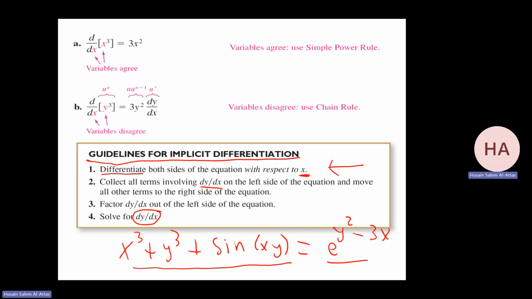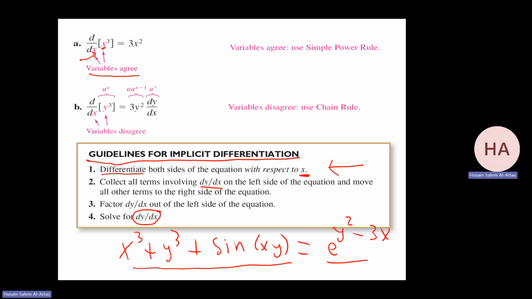Let me tell you about the differentiation, because I can have functions of x, or functions of y. If I have a function of x and I want to differentiate with respect to x, the variables agree, so we can do it like before. The derivative of x cubed equals 3x squared. Actually, it should be times dx over dx, the derivative of the thing inside, which is x. So I have dx over dx, which is 1. Because of that, we don't write it.